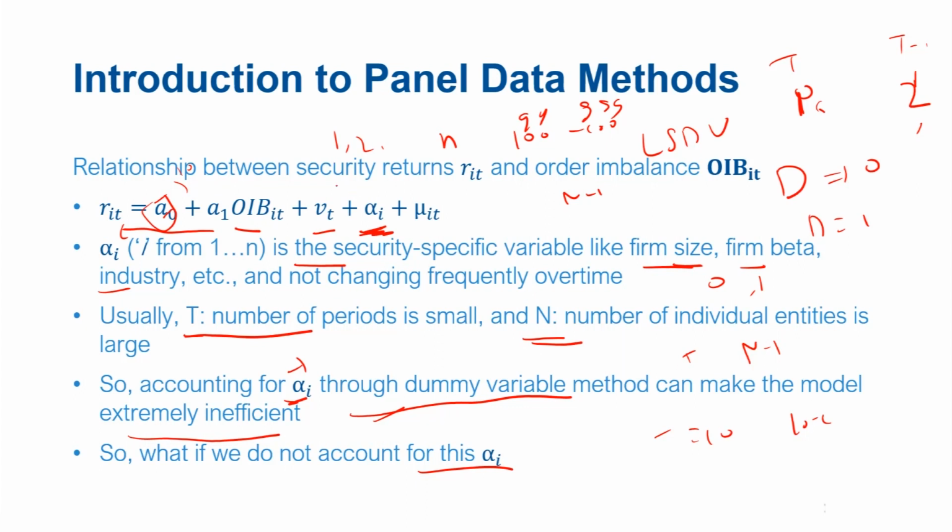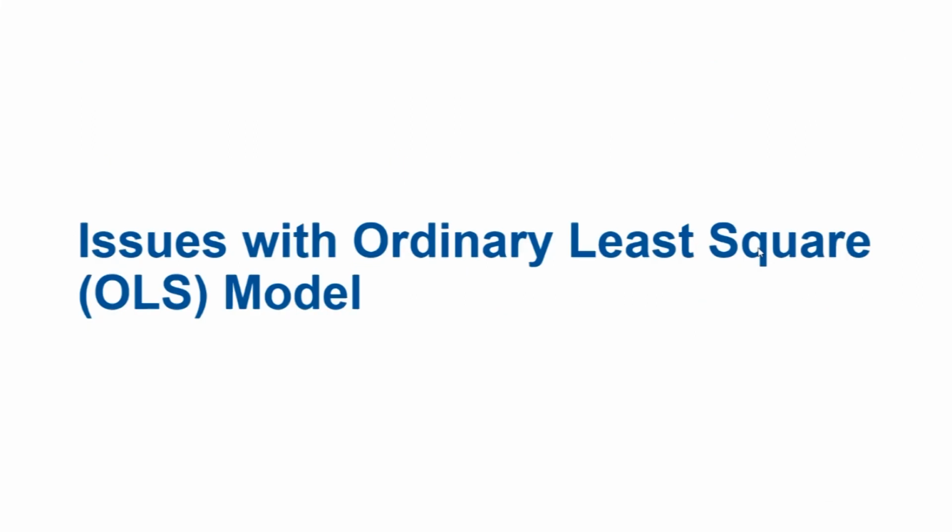We also noted that many times in practical applications we can account for this time changing term Vt, which is changing with time but not with security, through dummy variables when the time dimension is small. But accounting for this individual dimension alpha is not as easy, and it can create problems, as we'll see in the next set of videos. In this video, we'll try to understand visually as well as econometrically the problems with OLS estimation of panel data. More specifically, we'll understand how that unobserved heterogeneity would affect the OLS estimation of panel data.